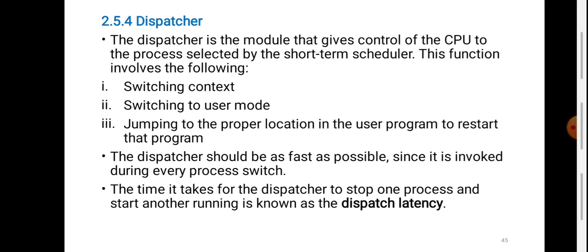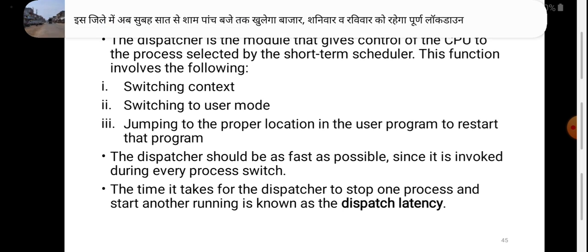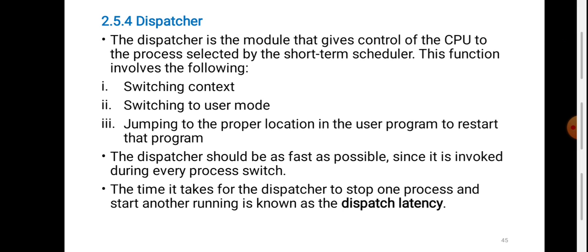selected by the short term scheduler. Okay, this function contains again three sub functions: switching context, switching to user mode, and jumping to the proper location in the user program to restart that program. So the dispatcher should be fast, since it is invoked or called during every process switch. Whenever the CPU is switching from one process to another process, this dispatcher is called or invoked.